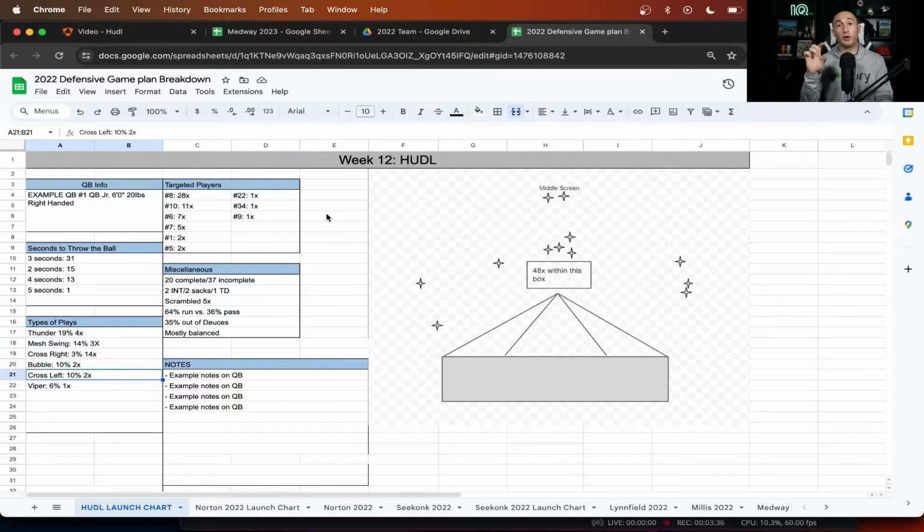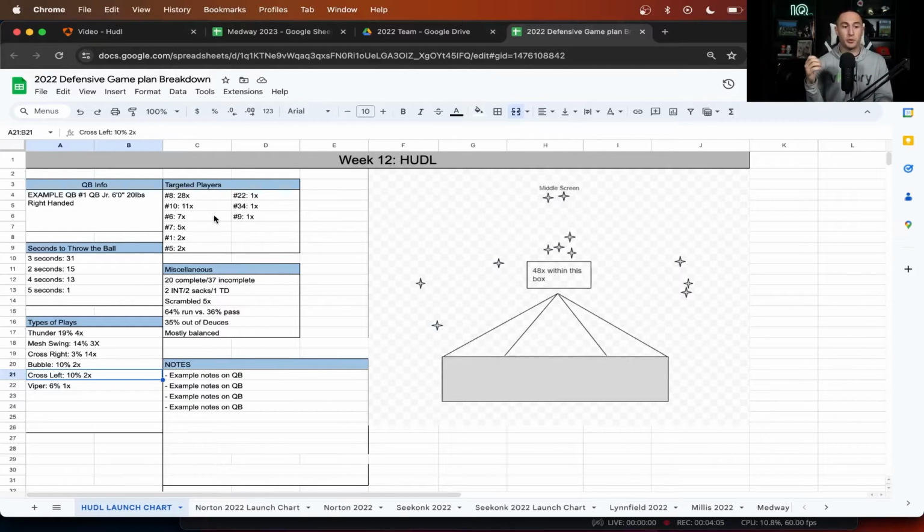And then one other aspect that I have the person filling out the launch chart do is who they're targeting the most. You can see here there's a huge discrepancy of number 8 being targeted 28 times as opposed to number 10 being targeted 11 times. Okay, so let's say you're running split field coverage and they're always going to put him in the X receiver sold out in a 3-by-1, well, we've got to give him extra attention. We can't just play solo coverage and pray that our number 1 corner is just better than him, because if this receiver is pretty good, it's going to be a long day.